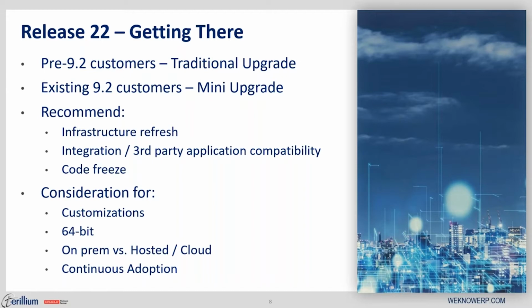If you're on 9.2, you've got things like the object usage tracker and the impact analysis that will determine whether or not any of those customizations are even impacted by moving to release 22. Obviously, there's the 64-bit component, so the supporting architecture is going to need to be at that level. And then a lot of our customers are taking a look at whether they remain running their own hardware or whether they move to a hosted or cloud infrastructure to support the latest release.